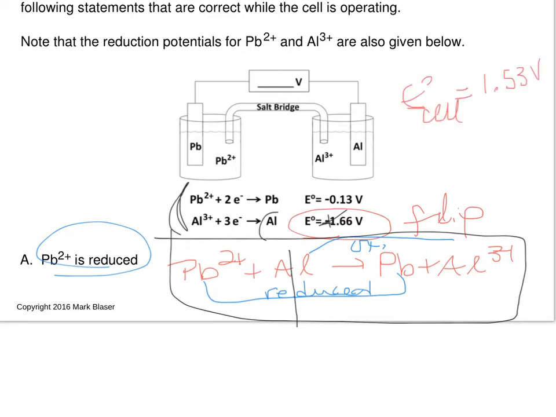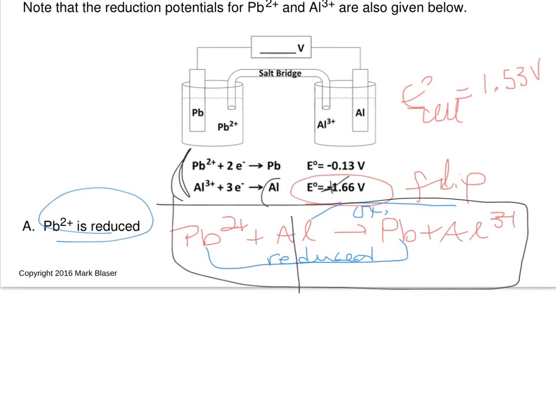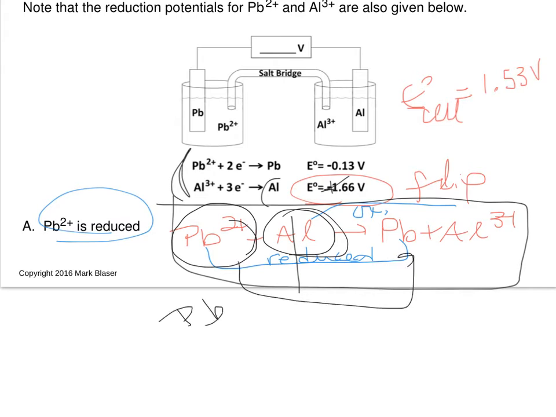So once you have the reaction written as it occurs, you can see what is reduced. Pb2+ is the one that's reduced. And you can also see that what is oxidized is the aluminum metal. All right, so clearly the lead cation is reduced.